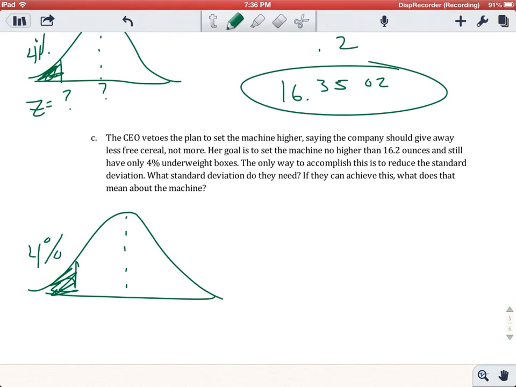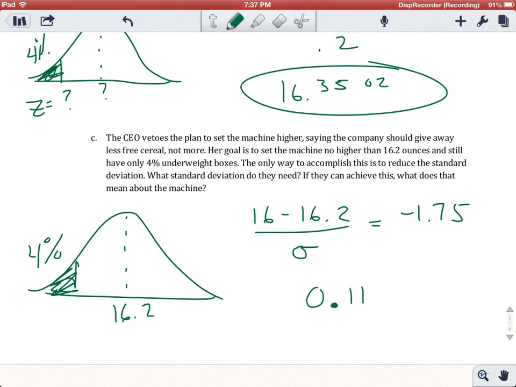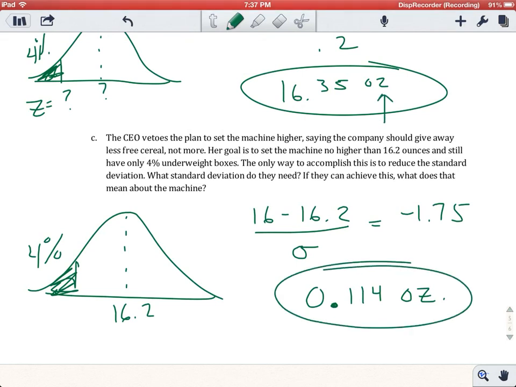And finally, a similar problem where we're given this 4%, so we're going to reuse that z-score of negative 1.75, but now we need to set the mean to 16.2, so underweight divided by some unknown standard deviation that we're looking for, and that standard deviation comes out to be 0.114 ounces. So I didn't ding people in this question for ounces, but I did in part C. But once again, standard deviation should carry the units of the original data.